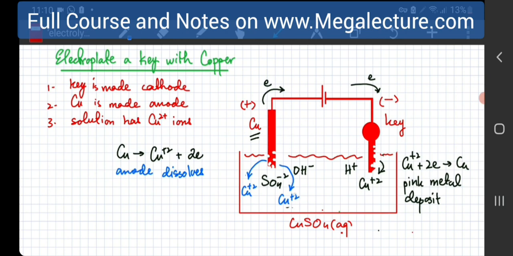On one side, the copper is dissolving, forming copper ions. The battery is taking away electrons from it, so more copper ions are being produced. And those same copper ions are getting attracted to the negative cathode, where they are lower in the reactivity series. So they're the ones that gain electrons and form copper. The pink metal gets deposited on top of the key. So slowly the copper ions dissolve and get deposited on the key on the other side. So remember these three rules for electroplating.